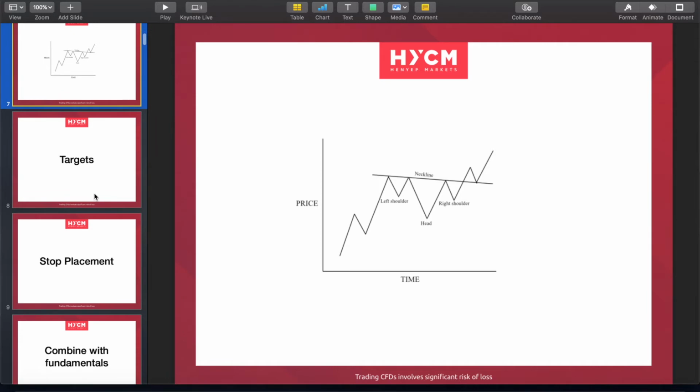Now, in terms of the target of the move, the target, as with many technical patterns, is the height of the pattern. So the height from the head to the neckline would be the target. You just extend that line from the head to the neckline up to the upside, and then that would be your ultimate target. However, on a longer time frame, you might want to trail the stop. I'll give you an example of that later on in the video.